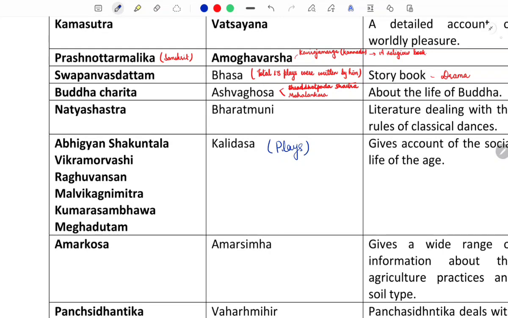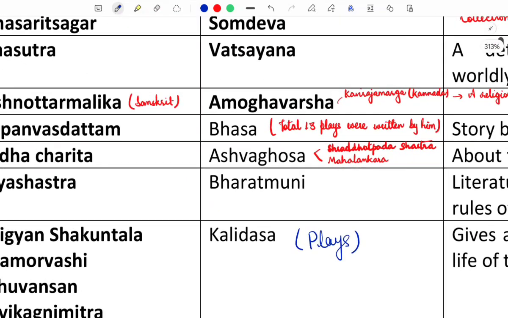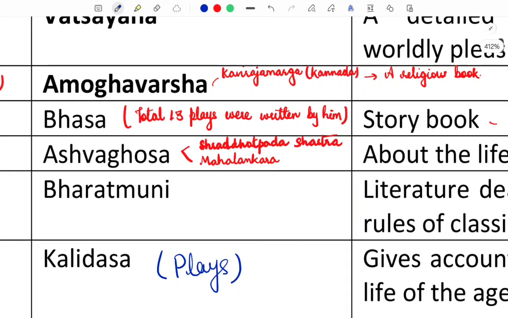Okay, apart from that, the next writer is Amogvarsha or Amodvarsha, whatever you call it, and he wrote Prashnottar Malika, which was written in Sanskrit, and also he wrote Kavirajamarga, which was in Kannada literature. Around his time, Kannada literature was flourishing. It was in the initial phase.